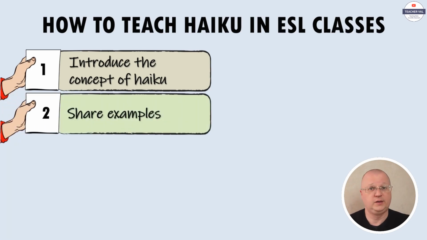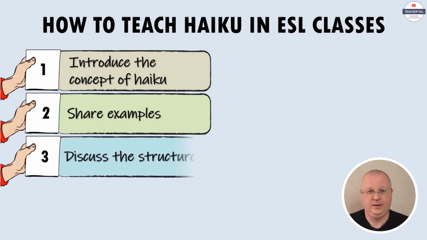2. Share examples. Show examples of haiku poems to your students. Choose poems that are easy to understand and illustrate the beauty and simplicity of the form. 3. Discuss the structure. Go over the traditional structure of a haiku and explain how it works. Count syllables together as a class to help students understand the form. Note that some haikus use fewer syllables, and that's okay.